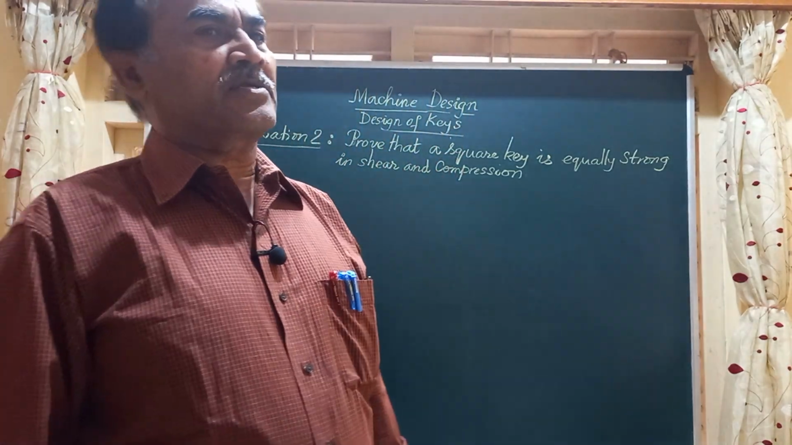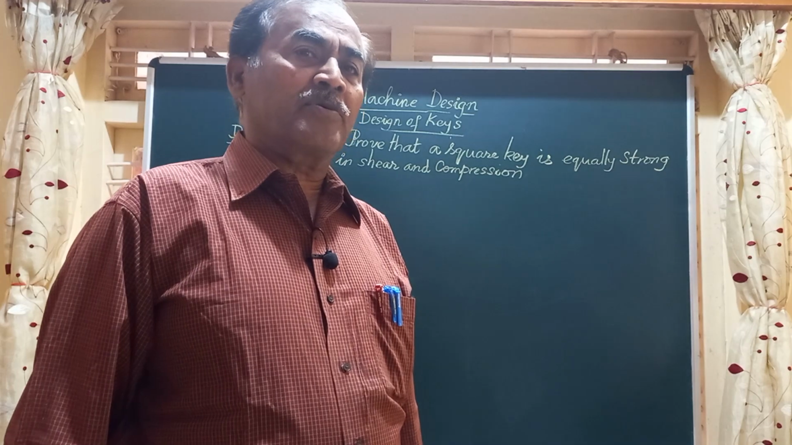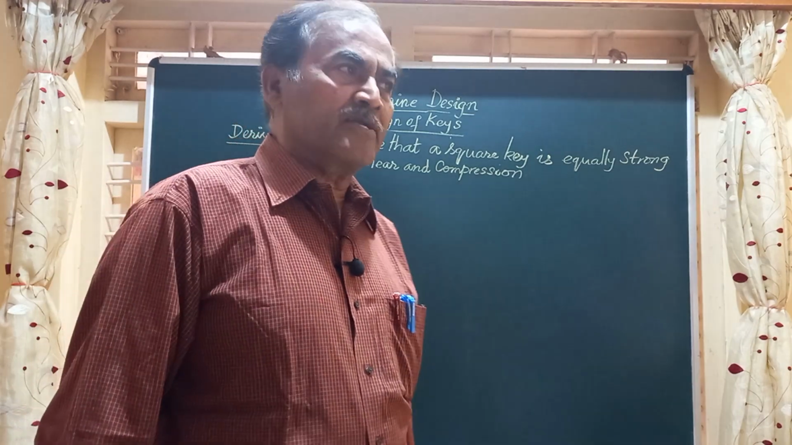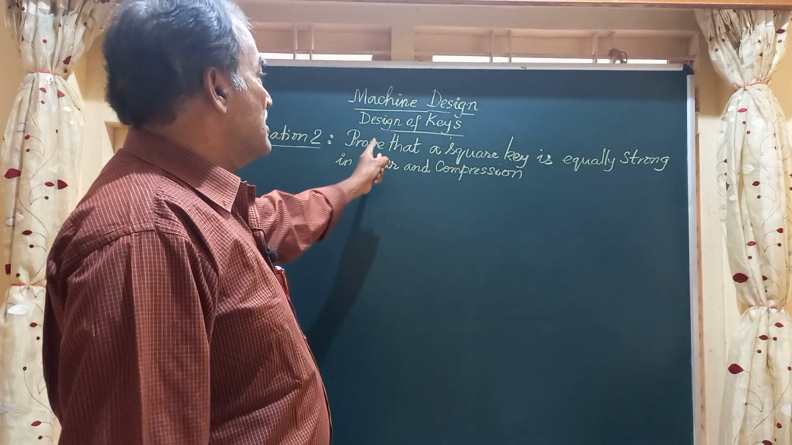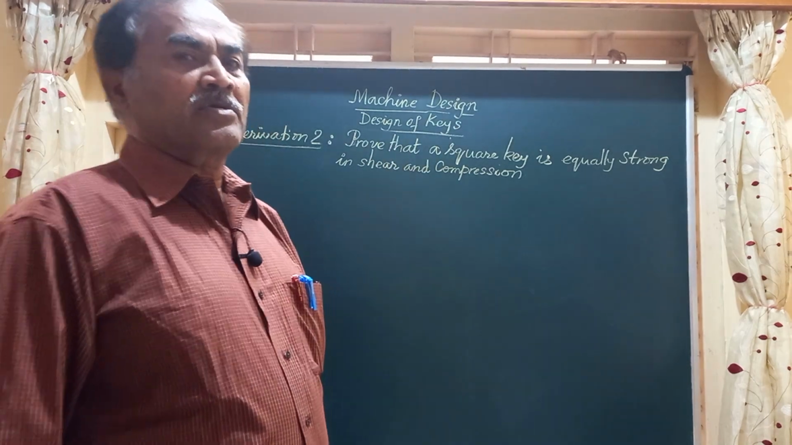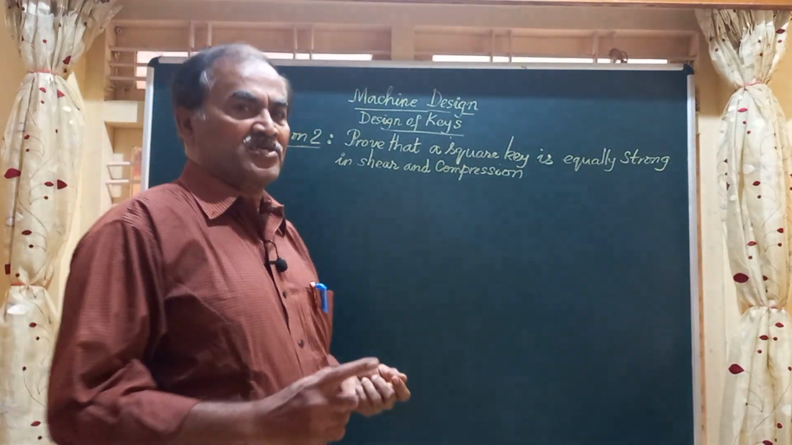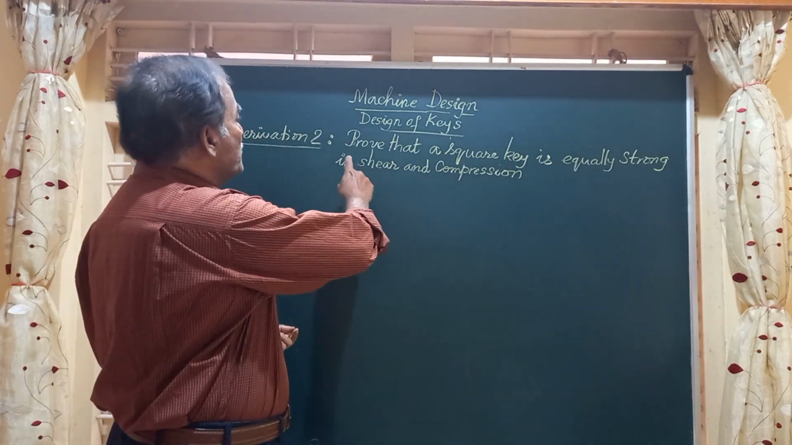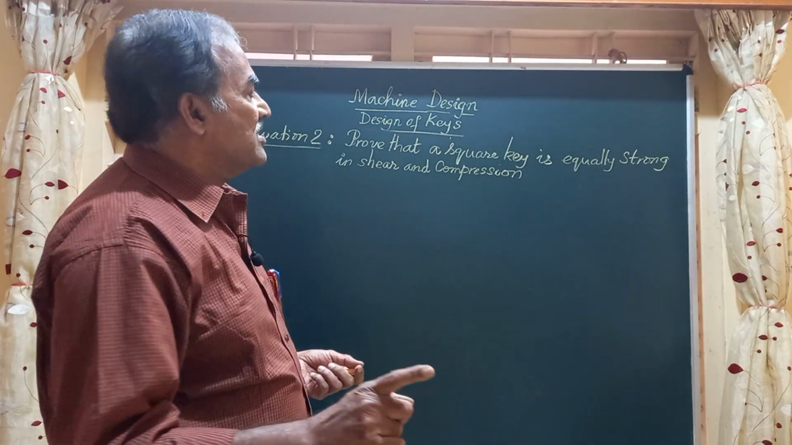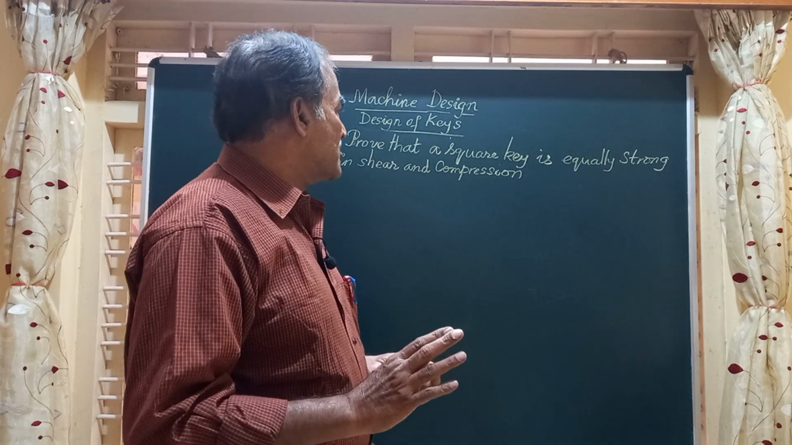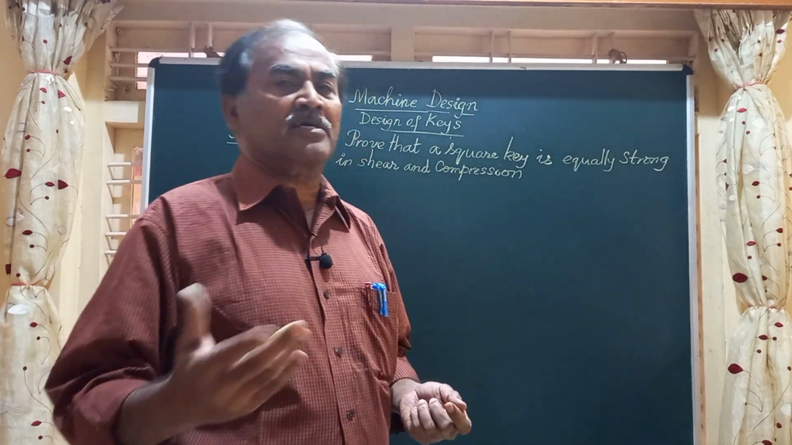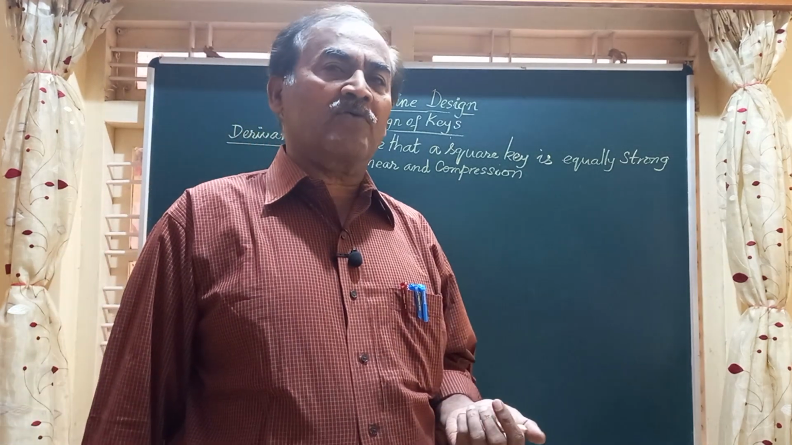In today's session, we are going to derive another important derivation on keys. Friends, the question for today's session runs like this. It says, prove that a square key is equally strong in shear and compression or crushing. So what is the meaning of this?